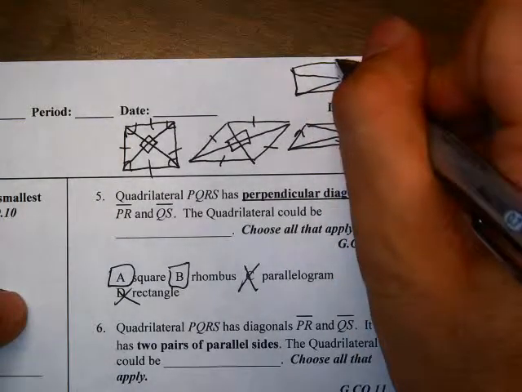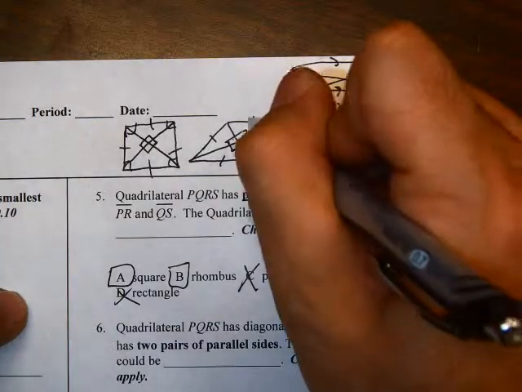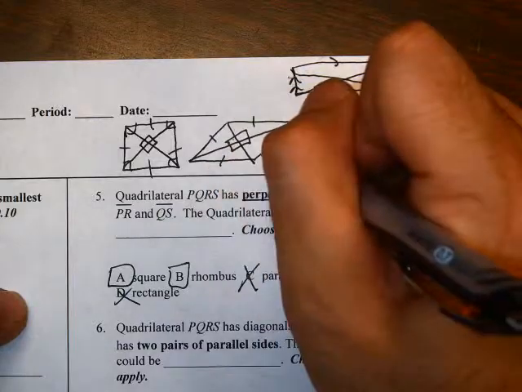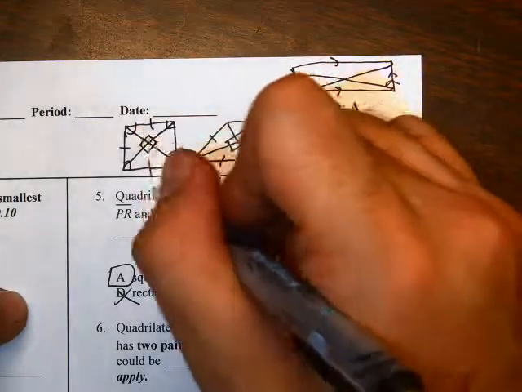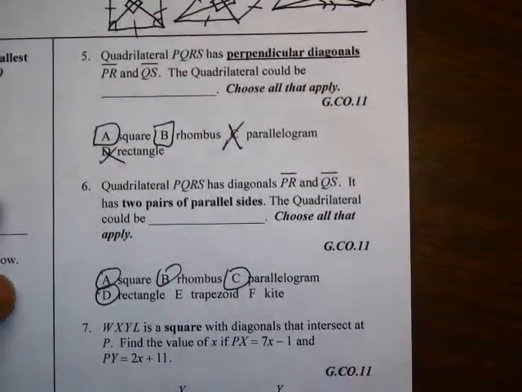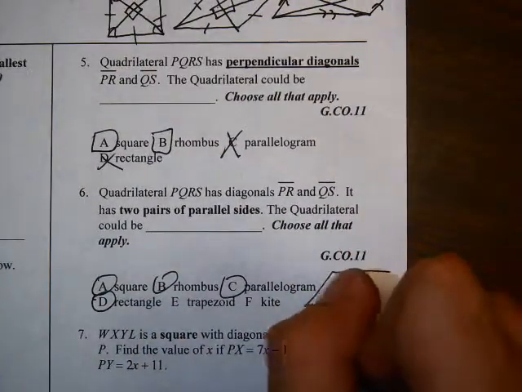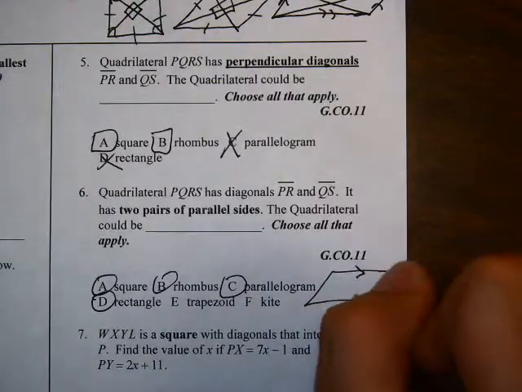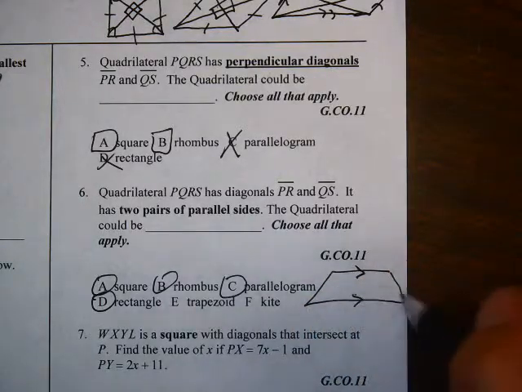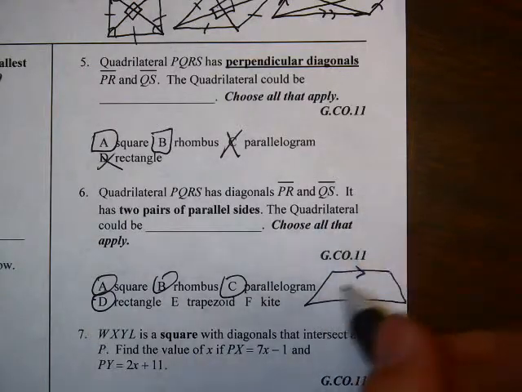So all of these, the rectangle has 2 pairs of parallel sides, the rhombus has 2 pairs, top and bottom, left and right, the square has 2 pairs, top and bottom, left and right. Square, rhombus, rectangle. The only thing that doesn't work is the trapezoid. The trapezoid has one pair of parallel sides, but the second pair, left and right, aren't going to be parallel. If we kept drawing them, they would connect up here somewhere. So that's not going to work.